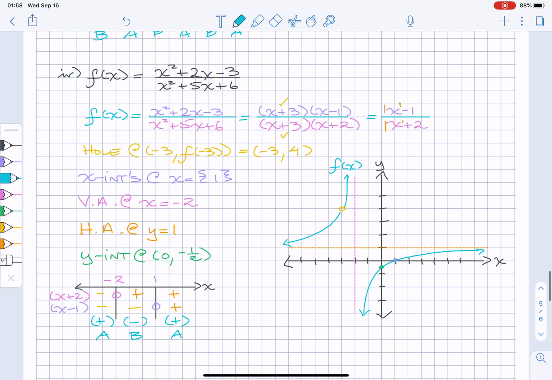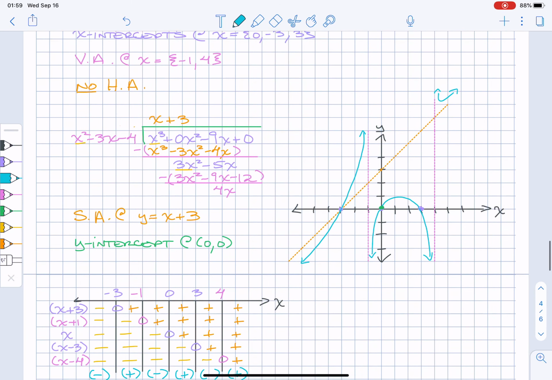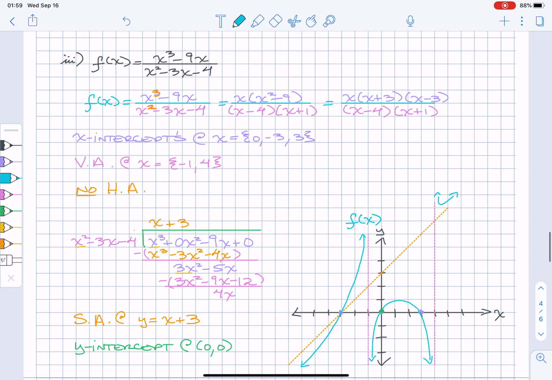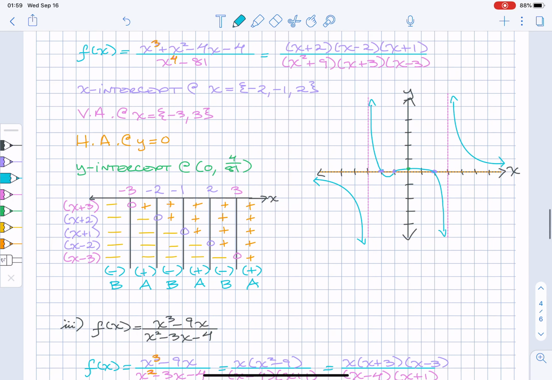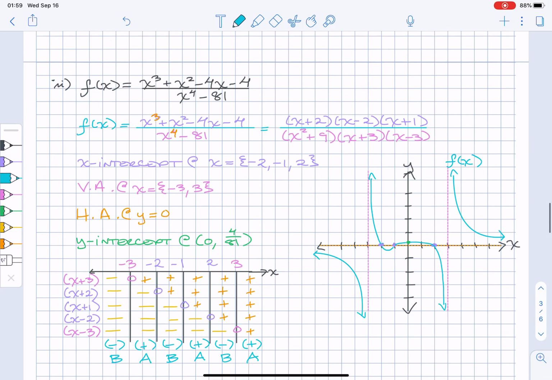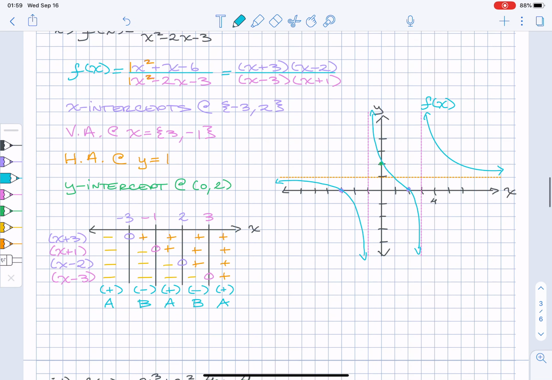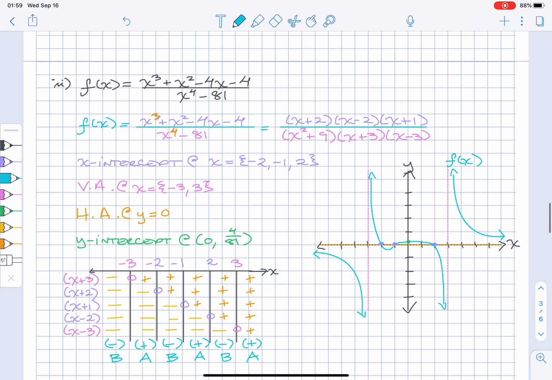Okay, I really enjoyed these. These are fun. This one, yeah, I'm not going to make you do this one. I just wanted to show you a slant asymptote for that one. So, duly noted, moving on. This one's kind of nice as well. And, of course, this one is a classic one. Okay, so there we are.